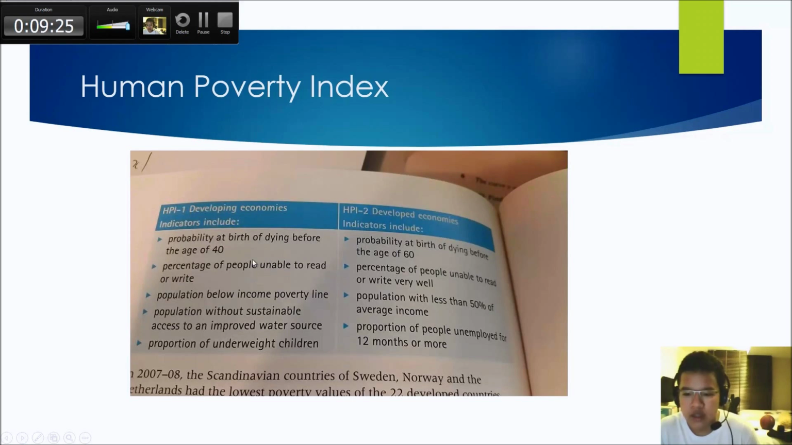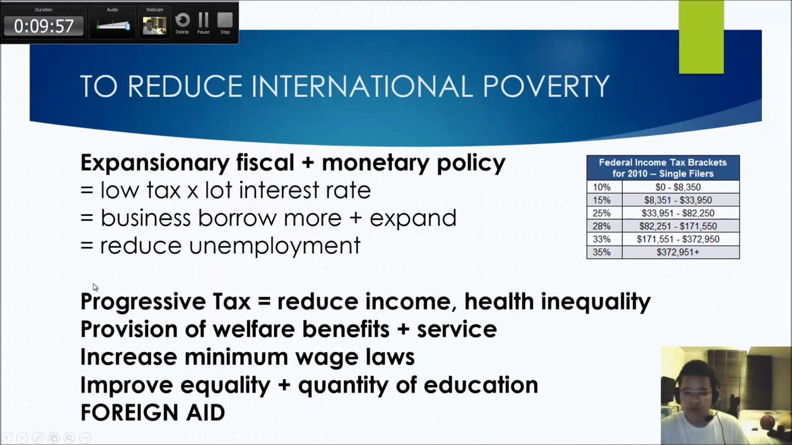We can see the age of 40, age of 60, percentage of people able to read or write, percentage of people unable to read or write, basically the same thing. Population below the income poverty line, population with less than 50%, so you kind of get it. And this is the Human Poverty Index, and countries are compared whether they are HPI 1 or HPI 2.